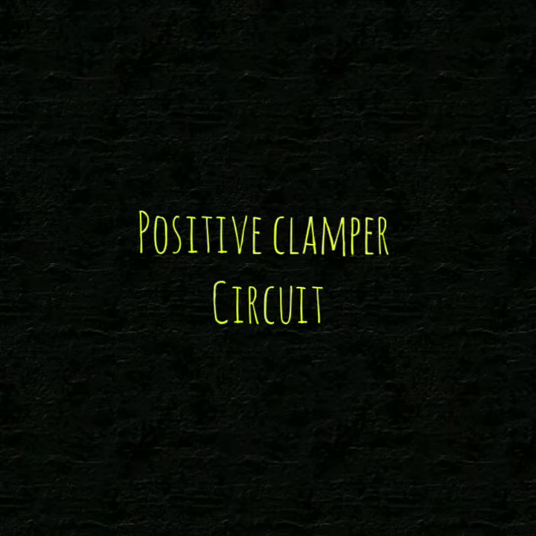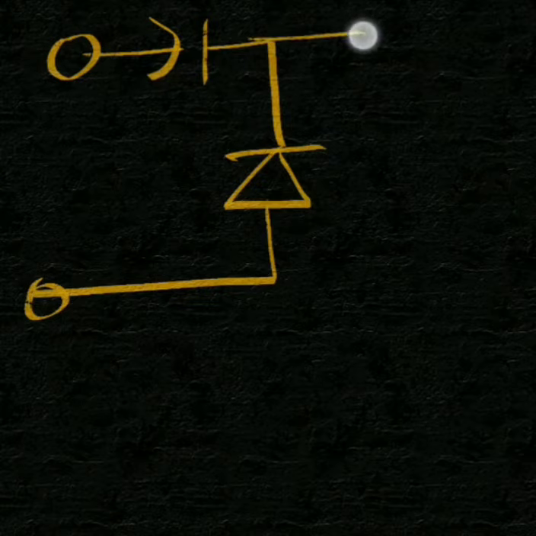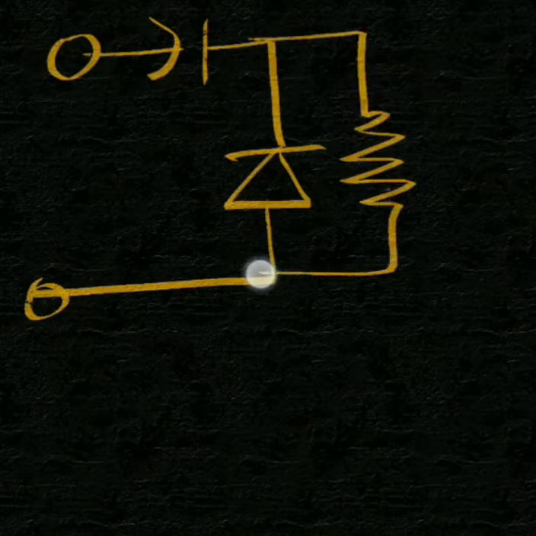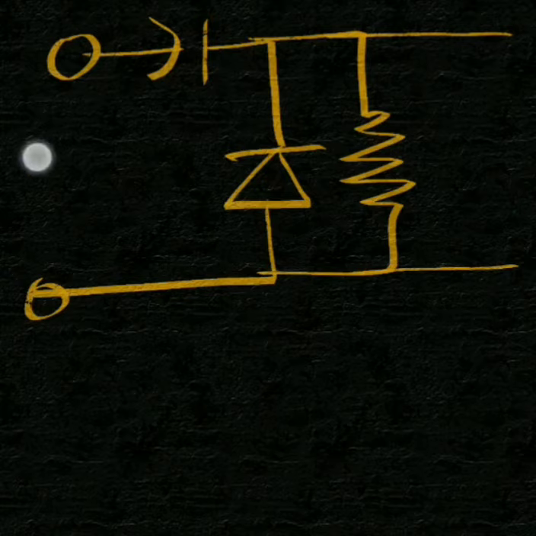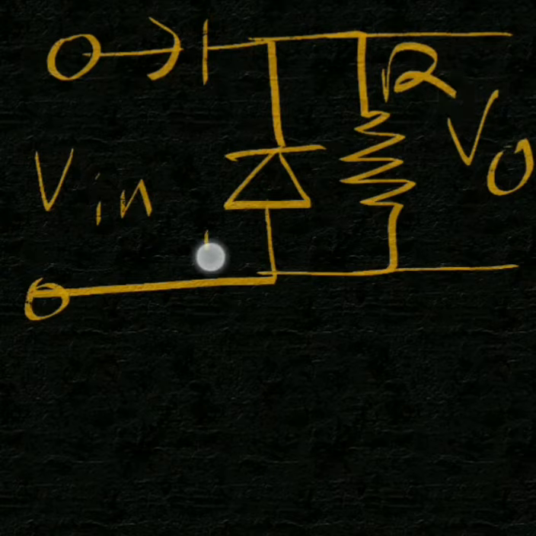Now let us see what is the function of a positive clamper circuit. The circuit is like this. Here is a capacitor, a diode here, a resistor is connected in parallel to the diode, and this is the output. Here we are giving the input signal V in, this is VO, this is the resistance R, D here, the diode and the capacitor.